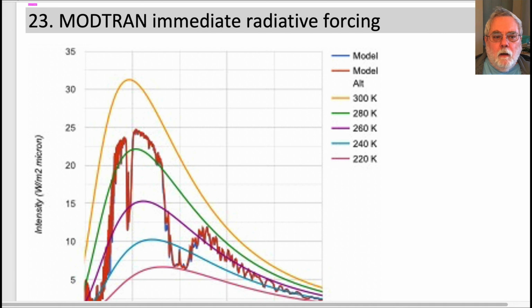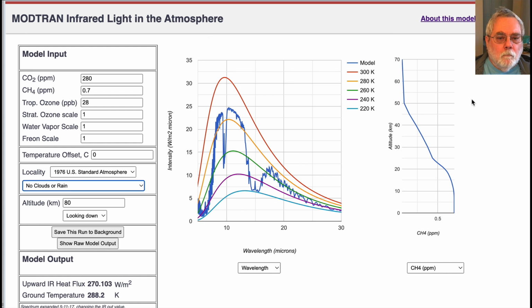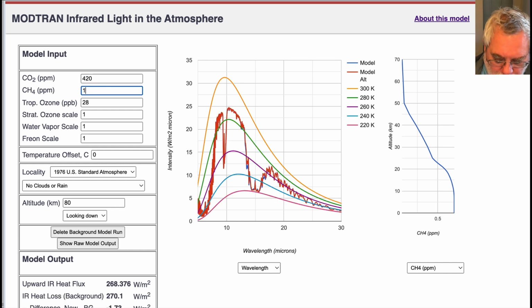Section 23, MODTRAN Immediate Radiative Forcing. MODTRAN allows us to save a configuration as background and compare a new configuration to it and report the difference in heat flux. I will compare 2022 concentrations to pre-industrial. I will save this run to background, change the carbon dioxide concentration to 420 parts per million, and change the methane concentration to 1.9 parts per million.